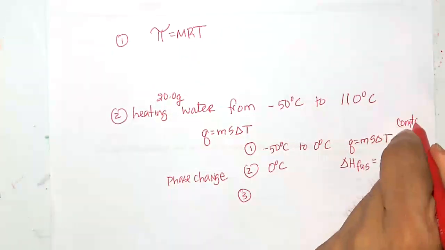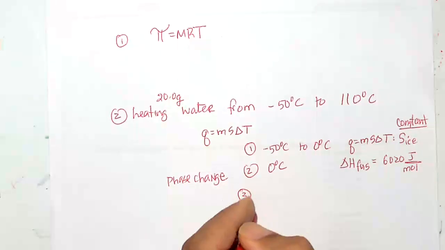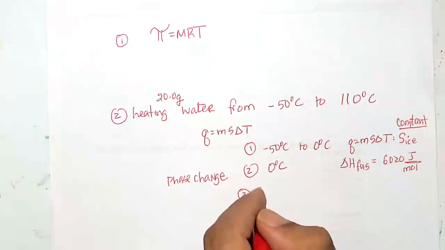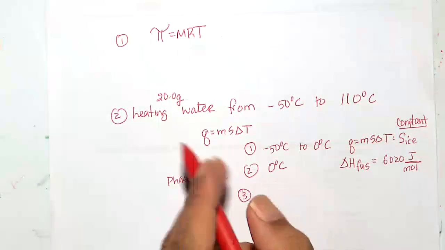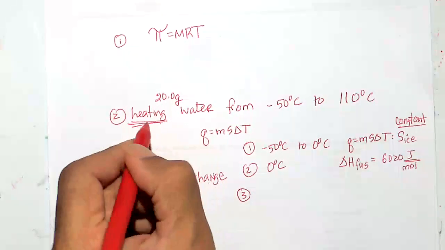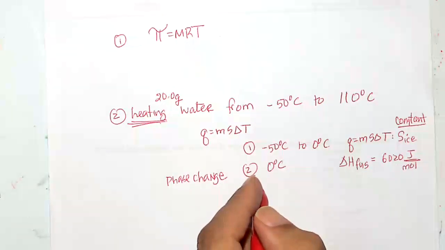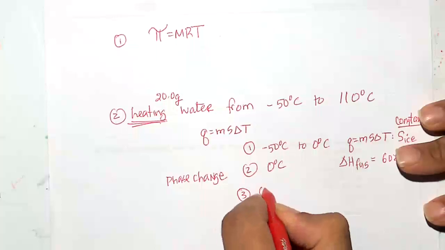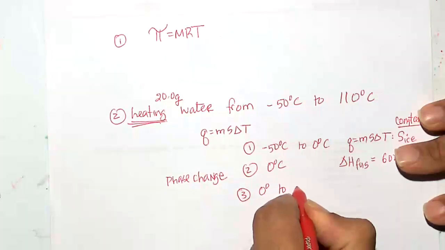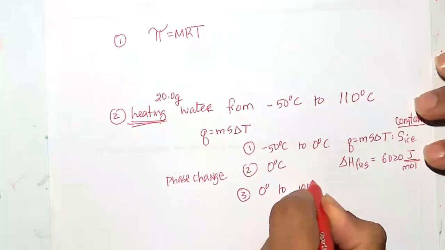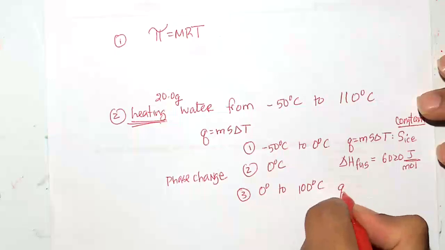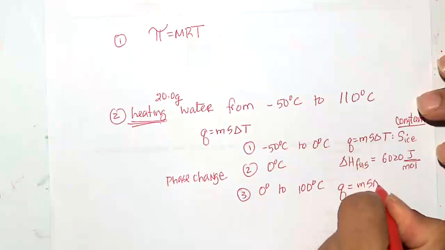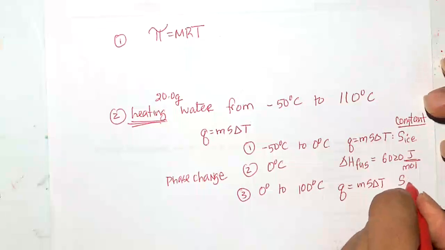I'll give you the constant. Okay, then what's next step? You're at 0, you're heating. So now you go from 0 to what? 100. Okay, here Q equals ms delta T. And here the constant is going to be the specific heat of liquid water.